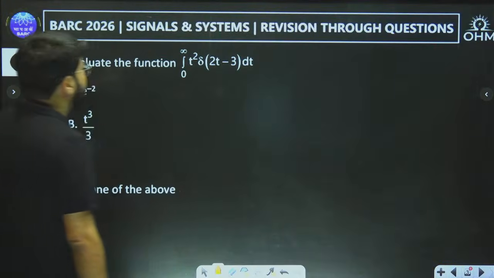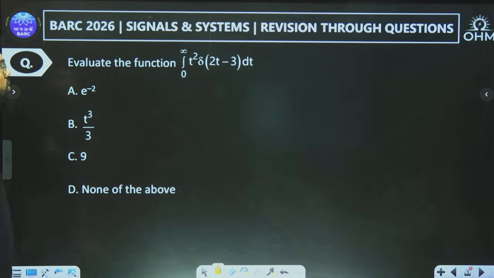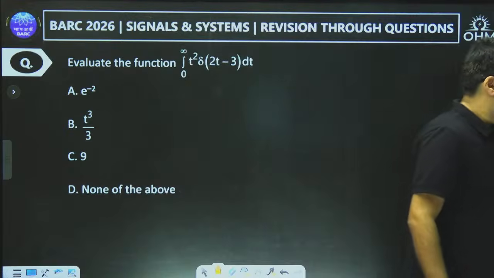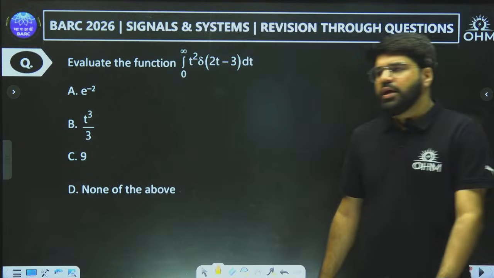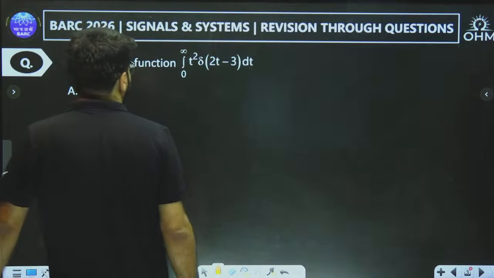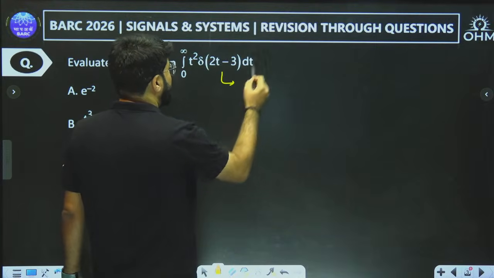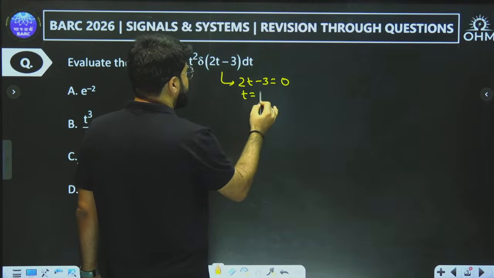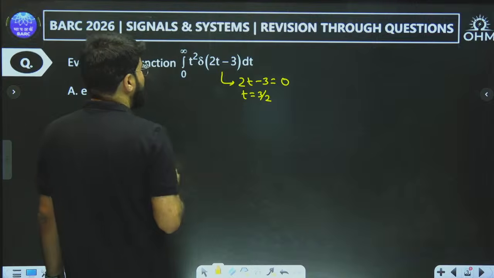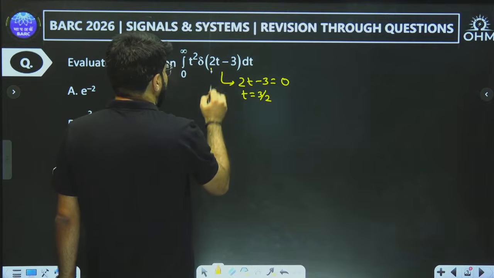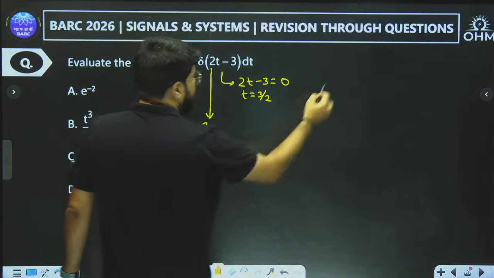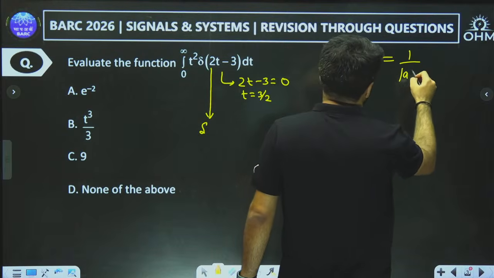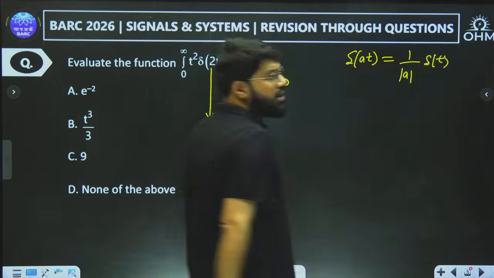Evaluate the integral from 0 to infinity of t square delta of 2t minus 3. Now there are two ways to handle this particular question. Number one is using the scaling property of impulse. Where is this impulse going to be located? The impulse will be located at 2t minus 3 equal to 0, that is t equal to 3 by 2, 1.5. And because of this scaling factor, normally we write delta of at as 1 by modulus a times delta t. The area gets scaled for the unit impulse signal.